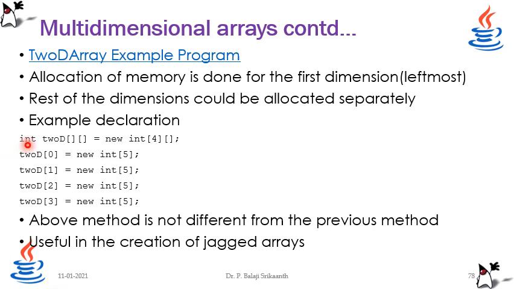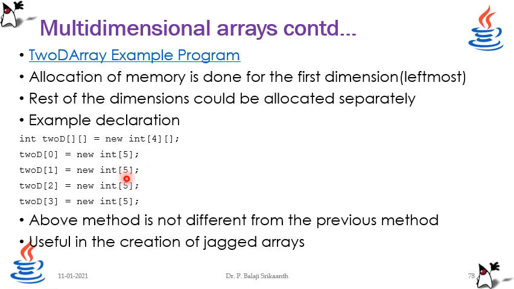This statement defines memory location only for the rows. How? The first set of square brackets represents the rows and the second set of square brackets represents the columns. Now it is left empty, therefore memory is not allocated to the columns. If you take up the second line, 2D of 0 represents the first row of the two-dimensional array 2D, and we are allocating memory location for the columns.